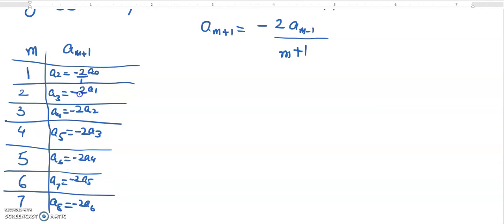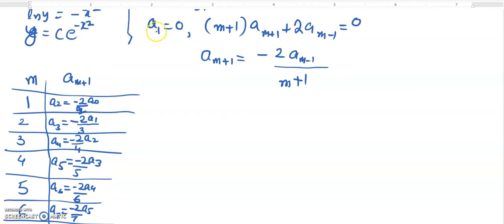And then divided by m plus 1. For example, if m was 1, m plus 1 is 2, so a2 over 2. It should be 2 actually here, yes, 2, I made a mistake. And then here it should be 3, here 4, 5, 6, 7, and then 8. Now I can represent all of these values in terms of a0. For example, a2 has been represented with a0, and we have already said that a1 is equal to 0.